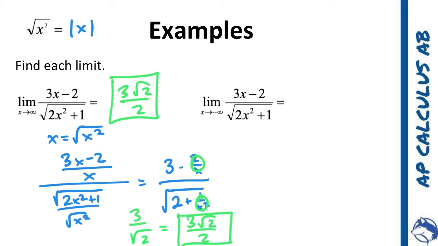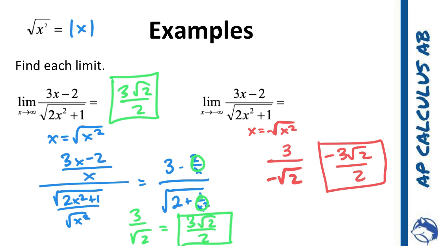Now if I look at it for the left side, I have to remember that it can be negative here. So instead of doing x is equal to the square root of x squared, I'm going to say x is equal to the negative square root of x squared in this scenario. So everything's pretty much going to be the same. The only difference is that it's 3 over the negative square root of 2. So when I go ahead and do this, I'm going to end up with negative 3 square root of 2 over 2. And so that's going to end up being a horizontal asymptote to the left side.